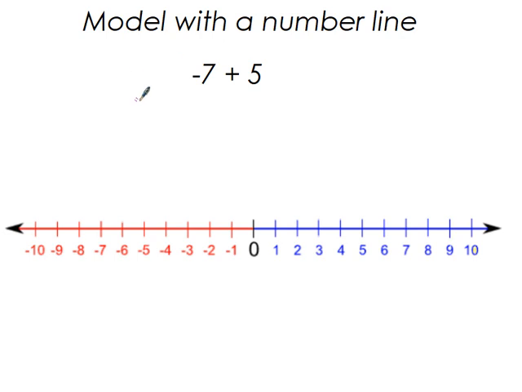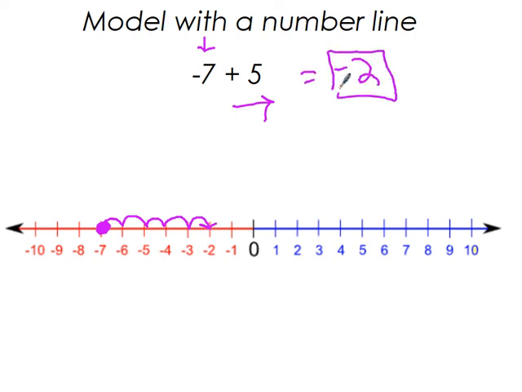We're going to model -7 plus 5 with a number line. So again, we always start with our first value, which is -7. So I'm going to start at -7. Now I'm adding a positive. Well, when I add a positive, I move right on my number line, and I move that many times. So I'm going to move positive 1, 2, 3, 4, 5. So my final answer is -7 plus 5 is -2.